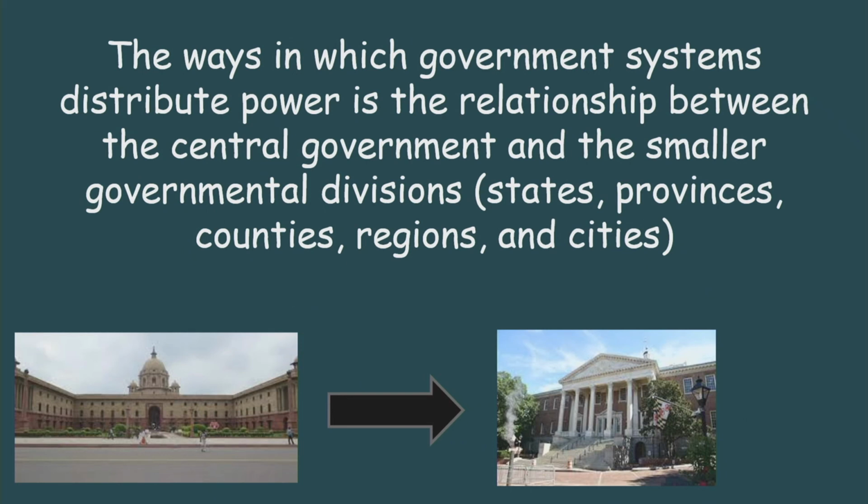So the way in which government systems distribute power is the relationship between the central government, the head government, the big government, and then the smaller governmental divisions, so the states, the cities, the counties. It's a different relationship. So those states and cities may have certain rights that they're able to decide for the people that live there, but then there's also the central government that may decide everything for the whole.